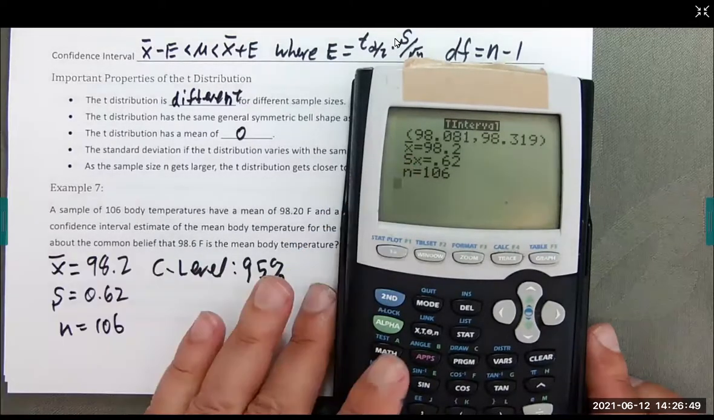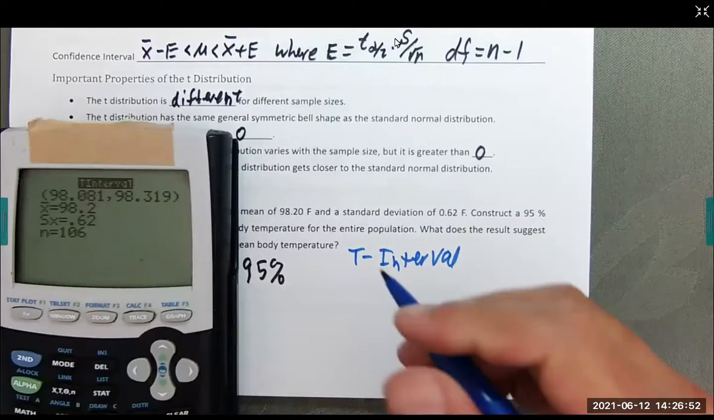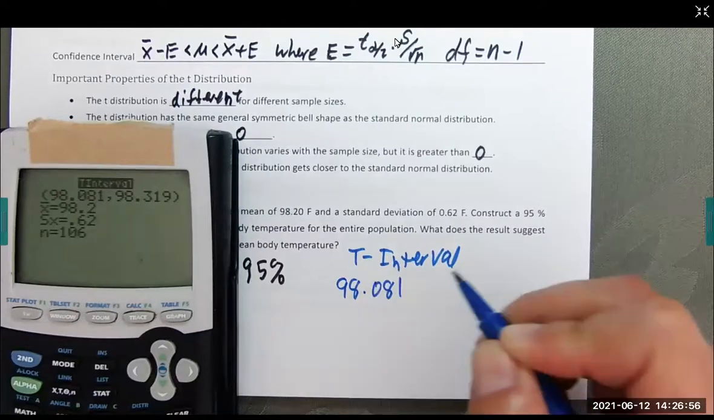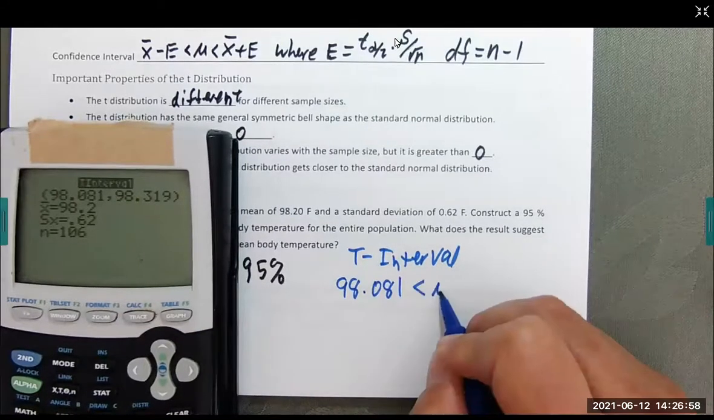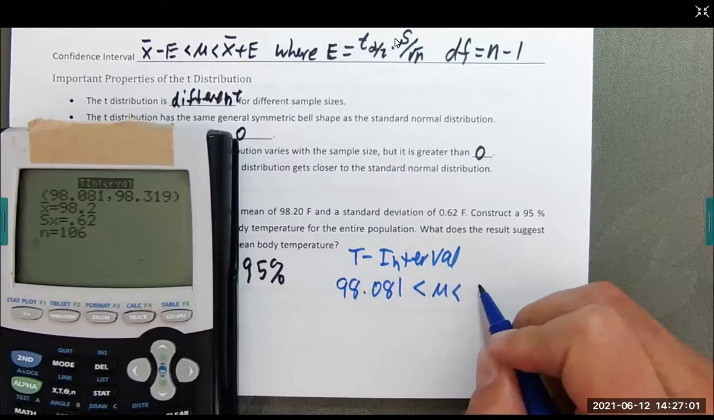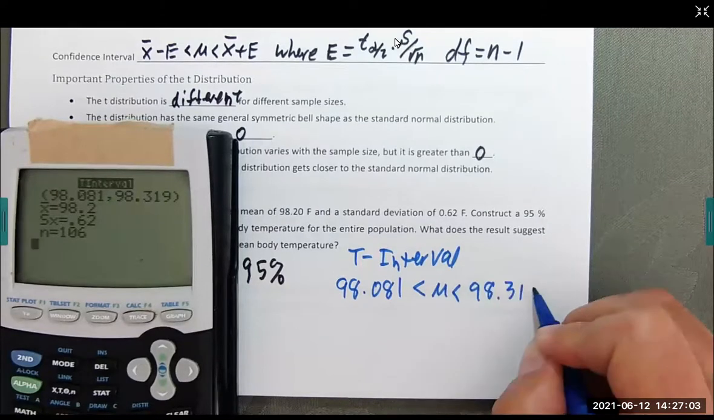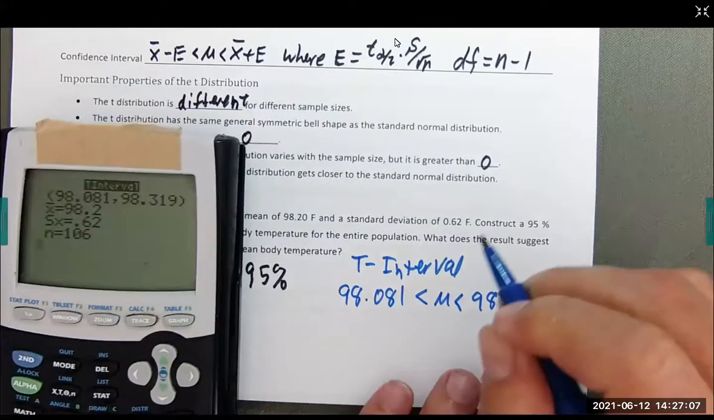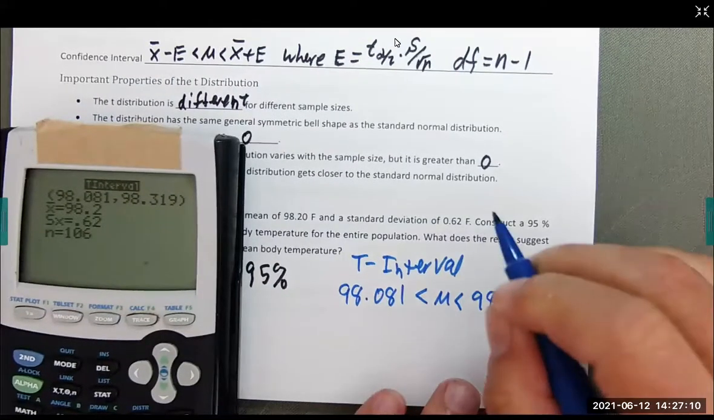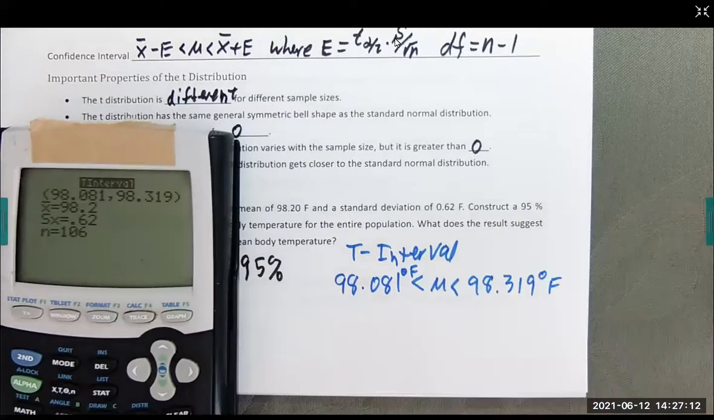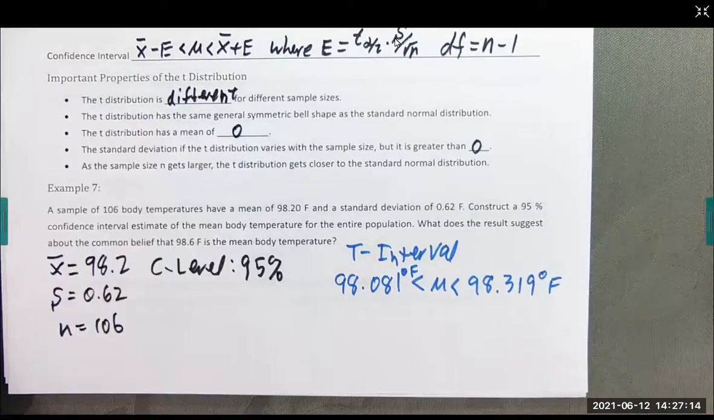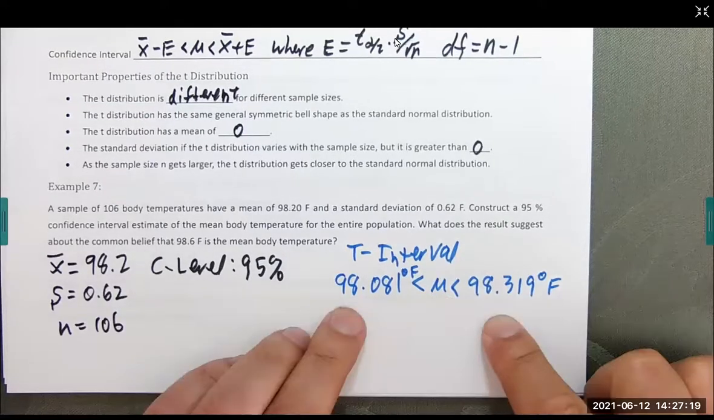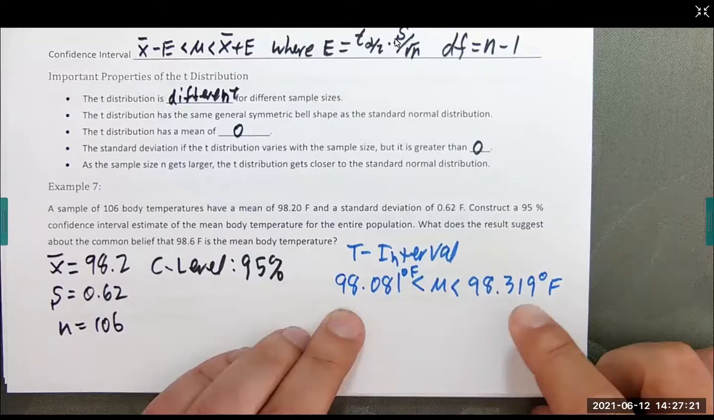So our t confidence interval is 98.081 with mu in the middle, and then we have 98.319. These, of course, are degrees Fahrenheit. So we are 95% confident that the true mean is between 98.081 and 98.319.